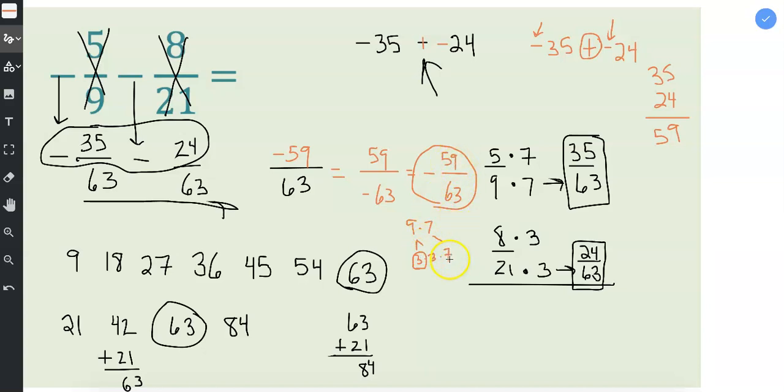And I know that 59 is not a multiple of 7. 7 times 8 is 56. 7 times 9 is 63, so 59 is not a multiple of 7. So this is as simple as it gets. Our answer is negative 59/63.